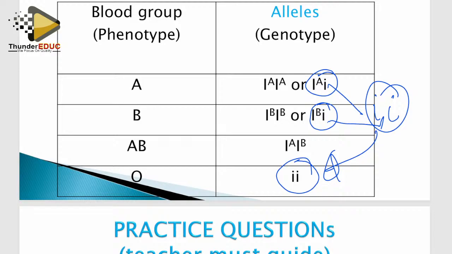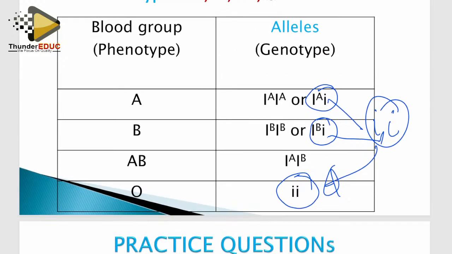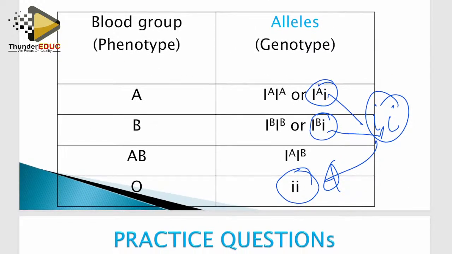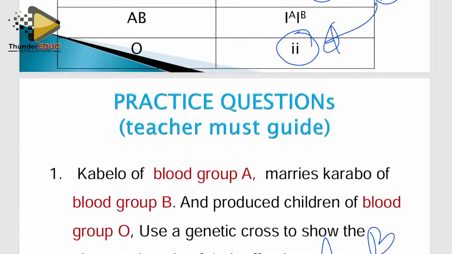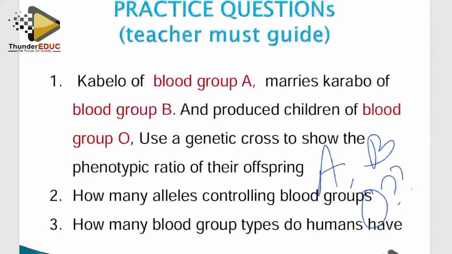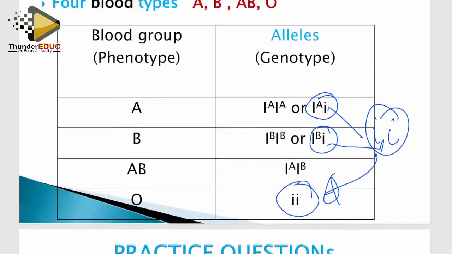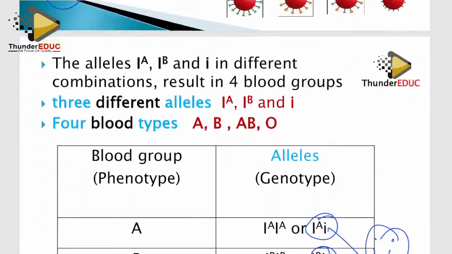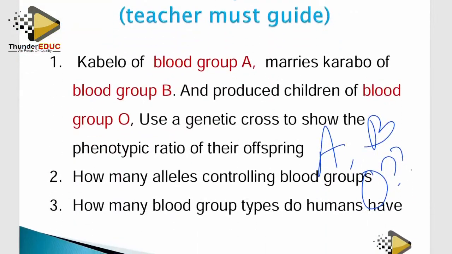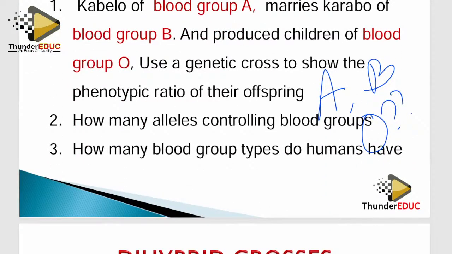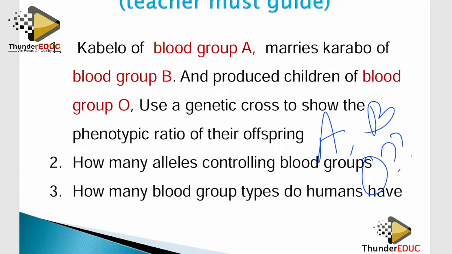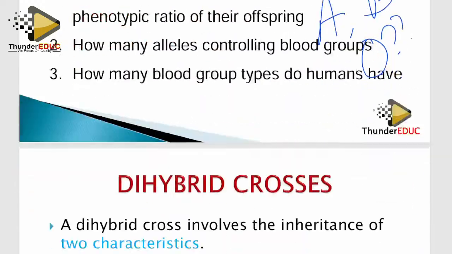All right, let's start. If they ask you, you just tell them that it is not conclusive to use blood group as a way of identifying the paternity of an individual. So these are the questions we talked about.